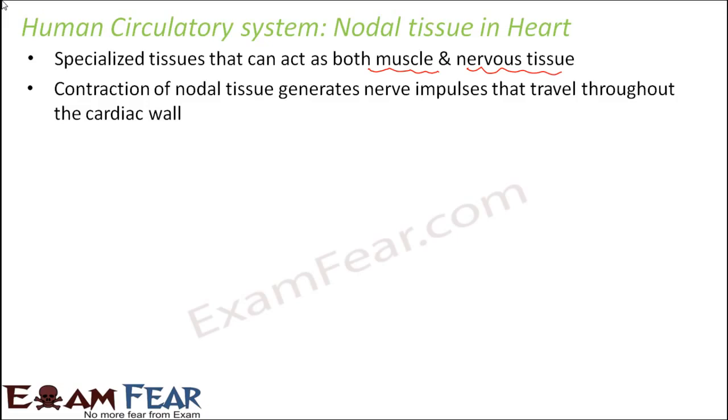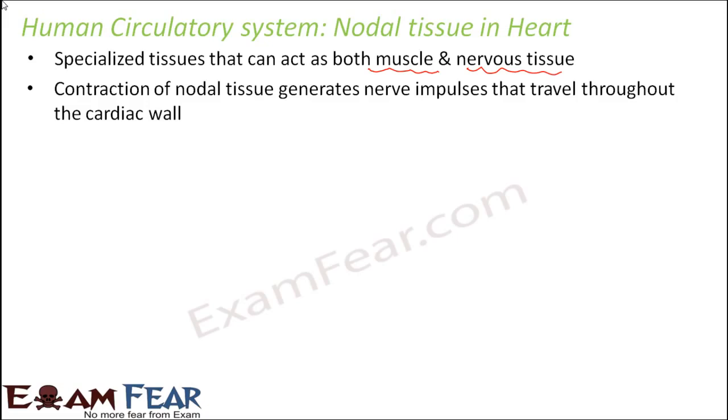The heart does not need any signaling from the brain in order to beat. So the beating of the heart is actually auto-controlled by the tissues which are present in the heart itself. And this beating of the heart is possible because of these nerve impulses which get generated within the heart. And who generates these nerve impulses? It is not the brain, but the nodal tissues which are present in the heart.